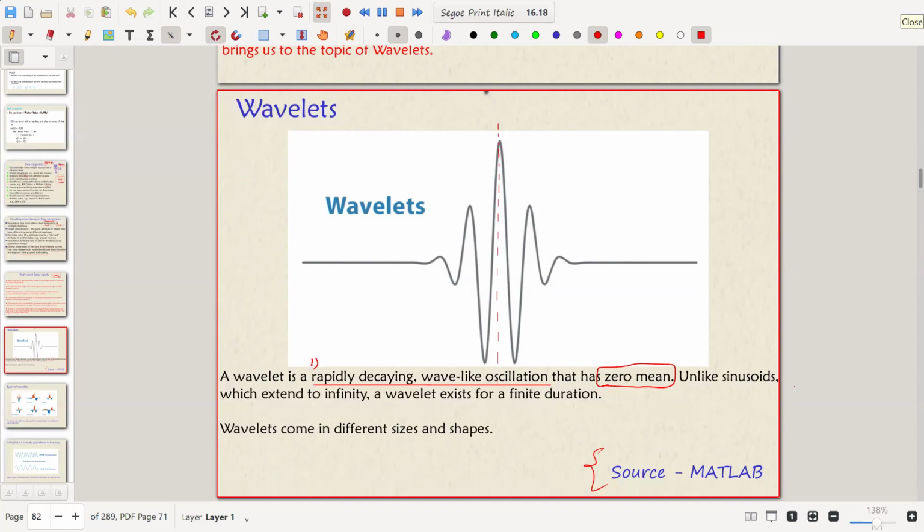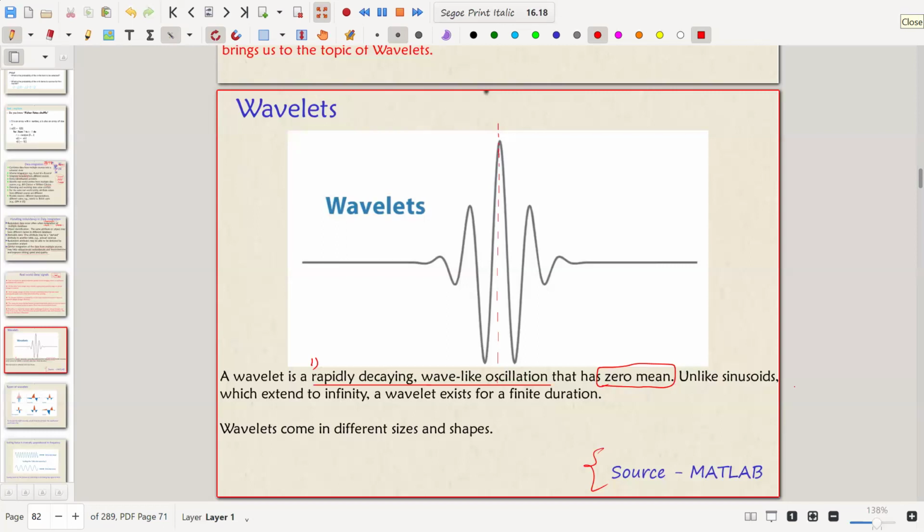Unlike sinusoids, which extend to infinity and oscillate all the time, a wavelet exists only for a finite duration. This is why you can approximate most real-world signals using wavelets, because you can apply a wavelet to the part of the region where you want to understand the data, or the time series.